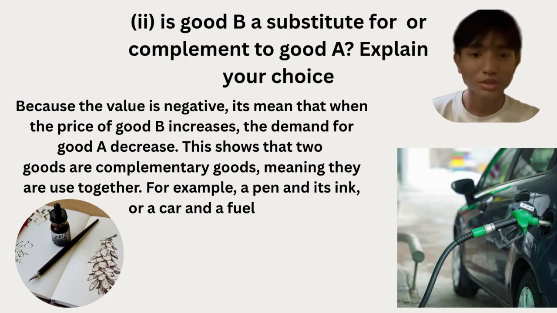Our conclusion, since the value is negative 0.67, good A and good B are complementary goods. And my explanation is, we observe that when the price of good B increased from RM10 to 40 ringgit, the demand for good A decreased from 300 to 240 units.